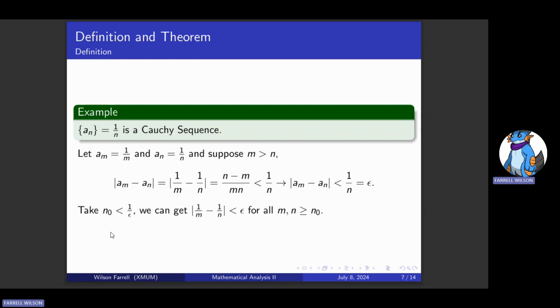Take that n0 is greater than 1 over epsilon, we can get 1 over m minus 1 over n, which is less than epsilon for all m, n greater than or equal to n0.